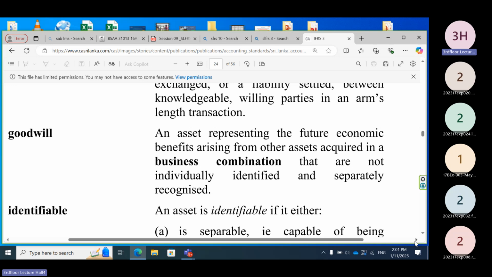We are having this asset because it is a set of assets acquired through a business combination, right? But after having this asset, we can't individually identify and separately recognize it. So we can't separately recognize goodwill for students, goodwill for lecturers, goodwill for the brand name. As a combination, we recognize that as goodwill. That's what I explained. Right? Goodwill is the combined concept.